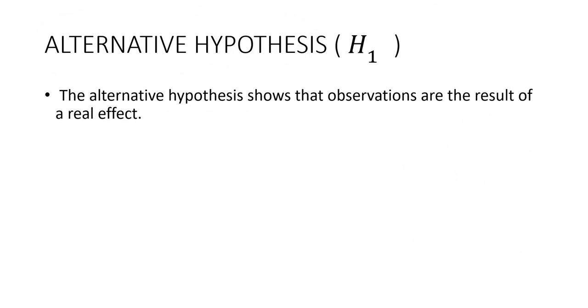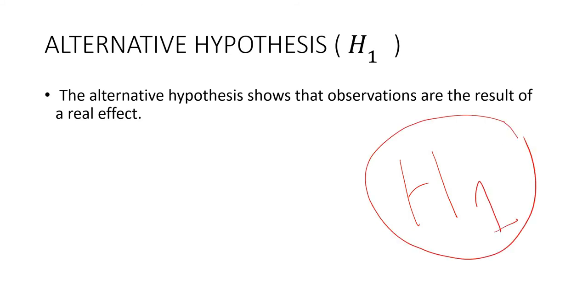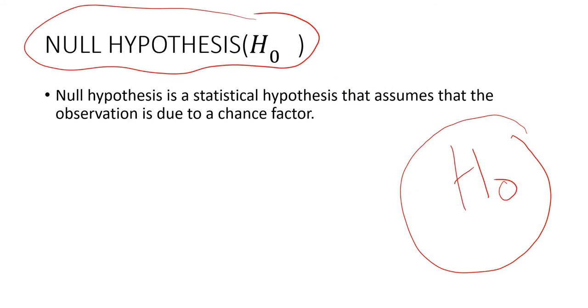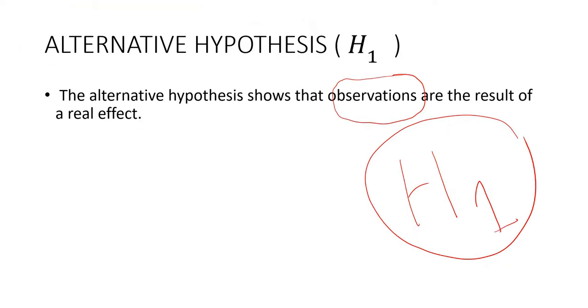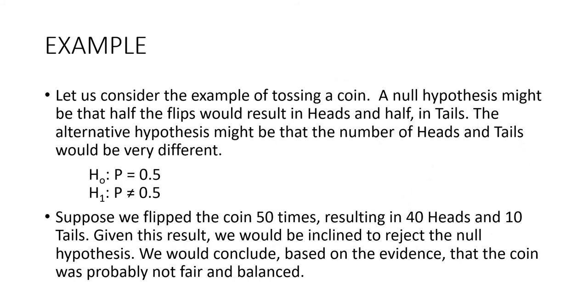The alternative hypothesis is denoted by H suffix 1, H1. The alternative hypothesis shows that observations are the result of a real effect. So here we conduct experiments and consider the observations. In the null hypothesis, we are just assuming. We are not doing any experiment. Here we do experiments, come up with the observations, and we conclude. That is known as the alternative hypothesis, denoted by the letter H1. You understood. I will give you an example, then you will get more clarity.